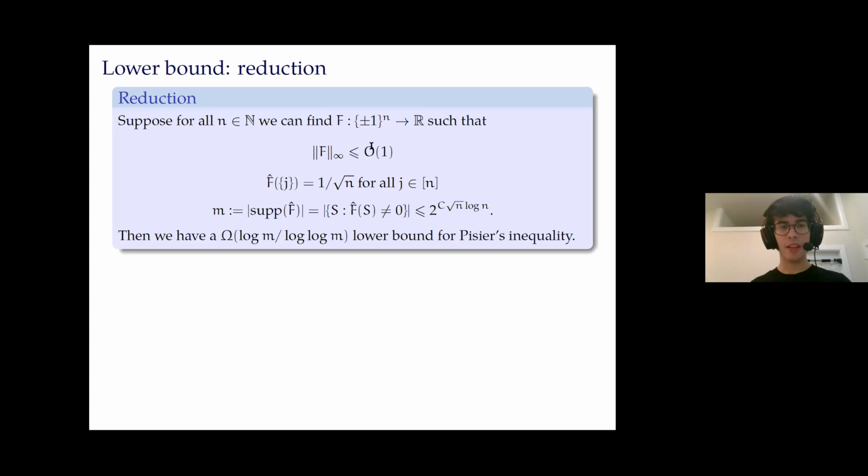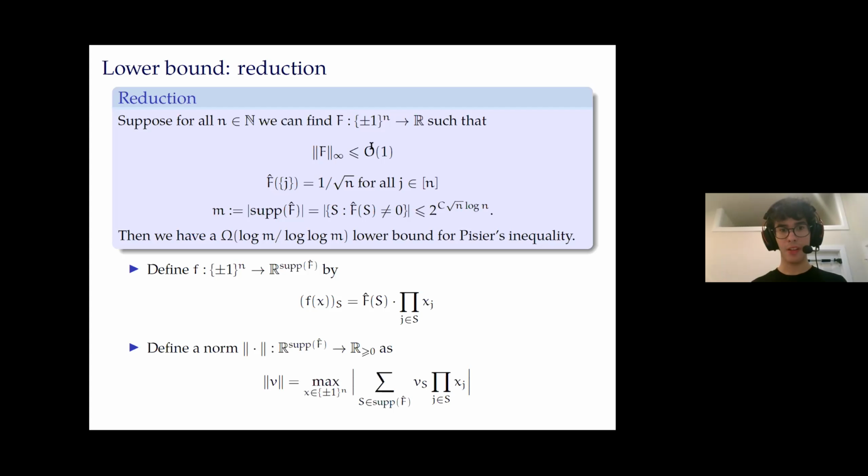So why is that the case? If we can find this function big F, we can always define this function lower f by looking at the Fourier coefficients. This function f is going to map to Rm, which is R of the support of the function. And I still have to tell you how to construct the norm. The norm is just going to be a maximum over all inputs to this kind of linear version of V.